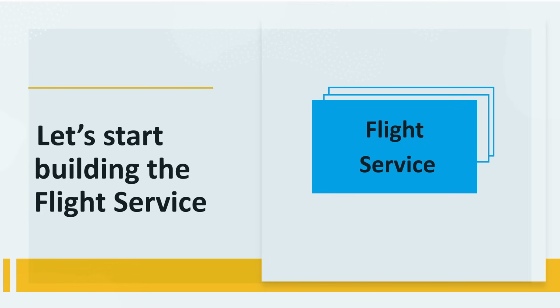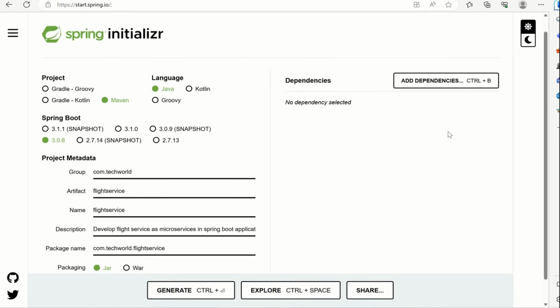Now let's start building the flight service. To build a Spring Boot project, let's go to this website, start.spring.io. This is the Spring Initializr, and here we will choose some options.